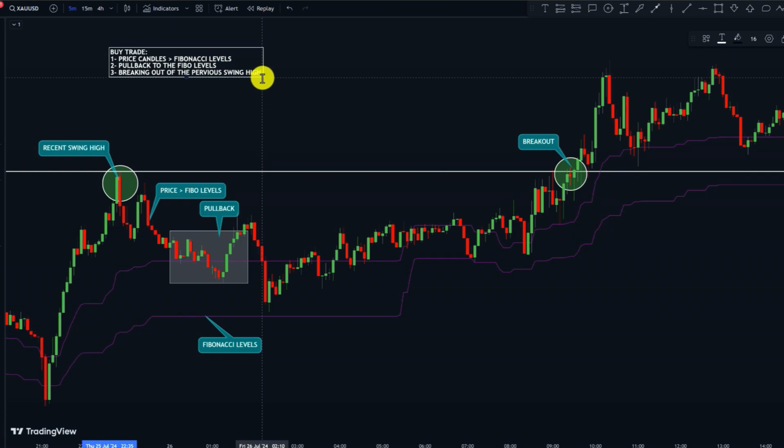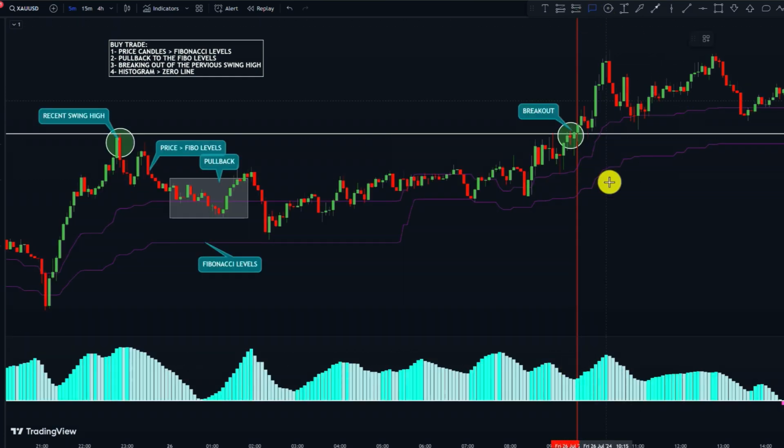However, before entering the trade, ensure that the market momentum is also bullish. You can confirm this by checking the histogram of the WOCD indicator. The histogram should be above the 0 level, indicating positive momentum. So, once all these conditions are met, you can confidently open a buy order.